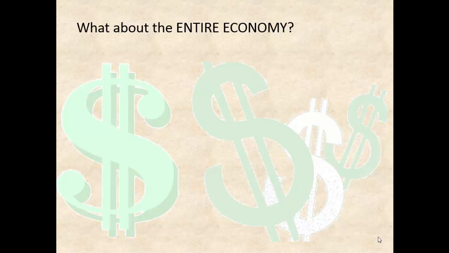Okay, so we can move on now and we'll think about the entire economy. The entire economy consists of markets for all goods and services. What are those equilibrium prices that we've just discussed? What do they do for us? Well, what they do is they coordinate all of our activities. They guide us in our consumption decisions. They guide us in our production decisions.